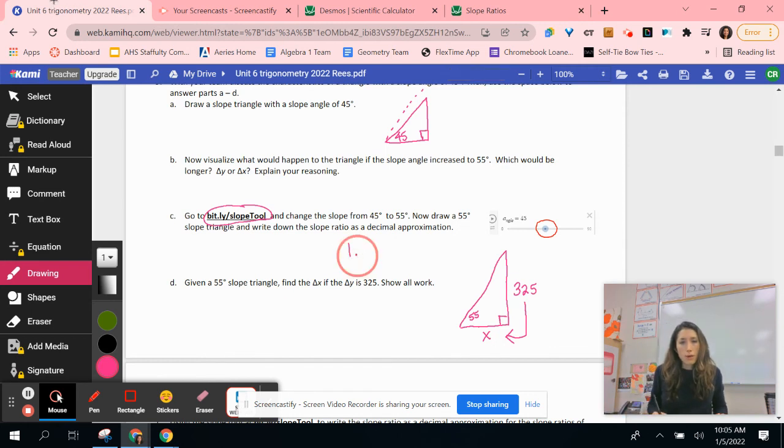So 1.428 is our slope ratio for that triangle. So you can now take that decimal, 1.428, and set it equal to 325 over X. And because this is not over anything, you could technically put it over 1, so you've now created a cross product for that.